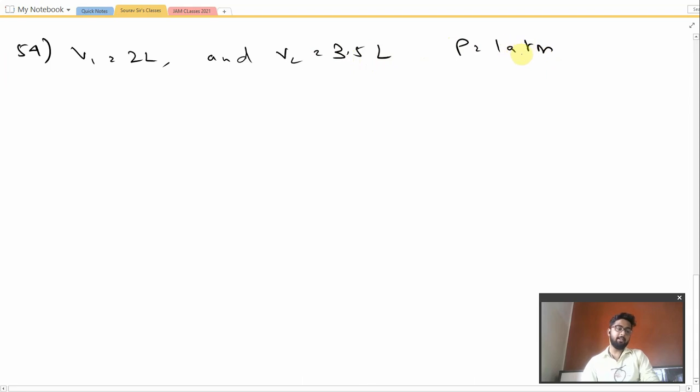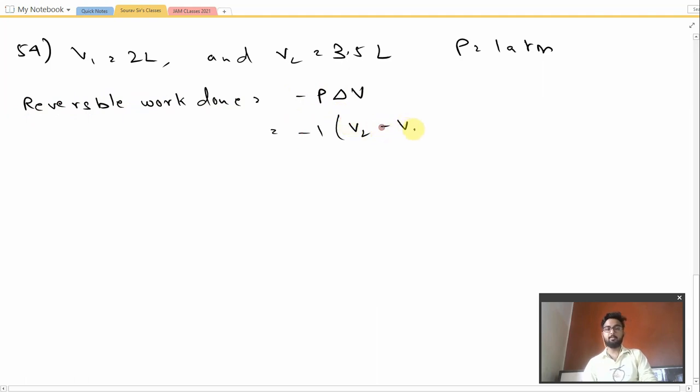So reversible heating has taken place, so the work done needs to be calculated, and the answer needs to be rounded off to the nearest integer. But we know that reversible work done is equal to minus P delta V. So we put the values: minus 1 into V2 minus V1, so minus 1 into 3.5 minus 2, so we will be getting the value minus 1.5 liter atmosphere.